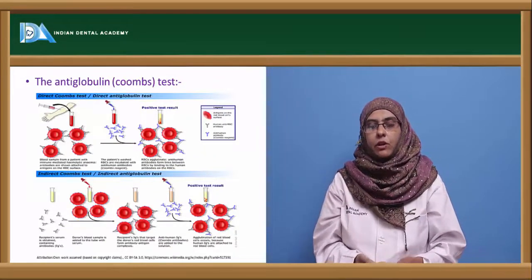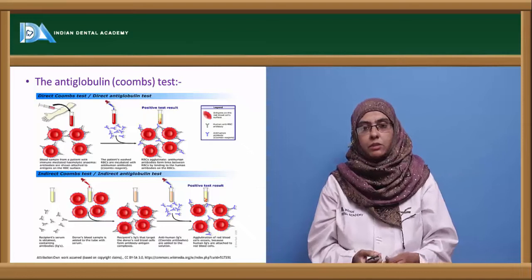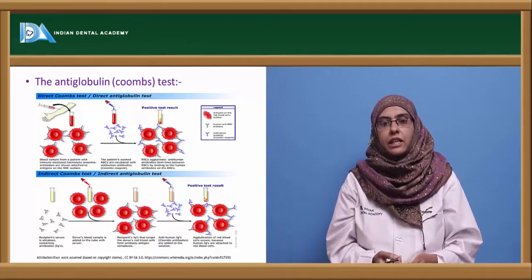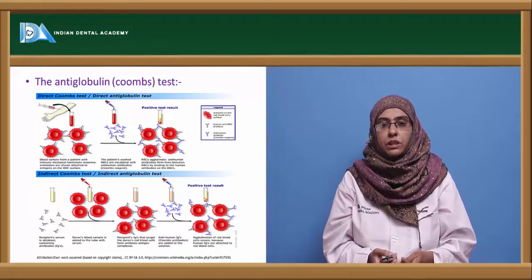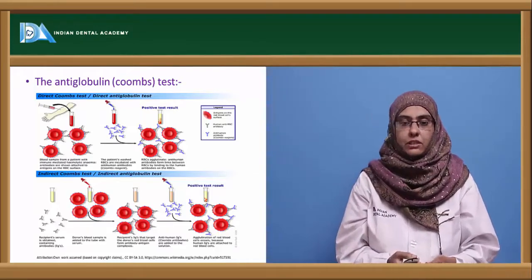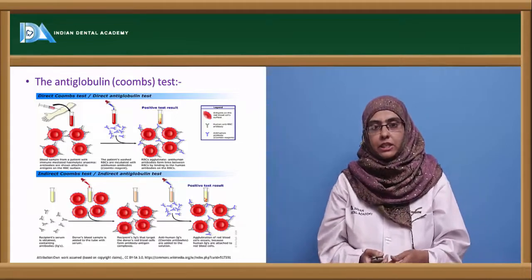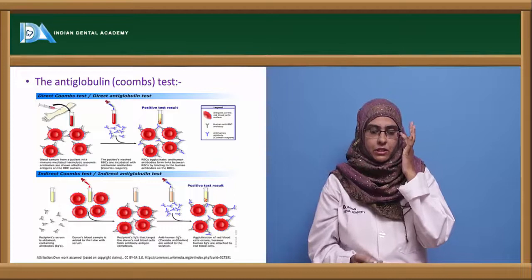Next is the antiglobulin or Coombs test. The Coombs test is mostly used to identify the Rh antibodies that are produced in the disease called erythroblastosis fetalis. So for the detection of Rh antibodies, the antiglobulin or Coombs test is usually done.